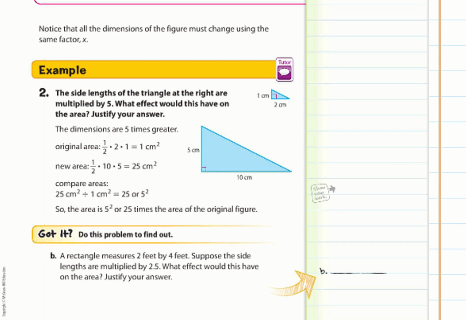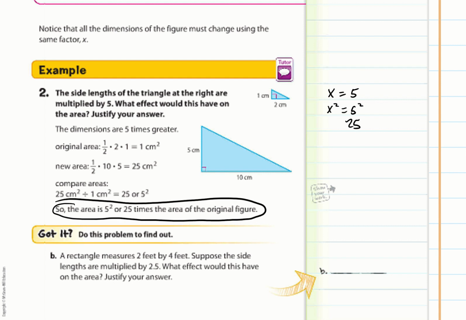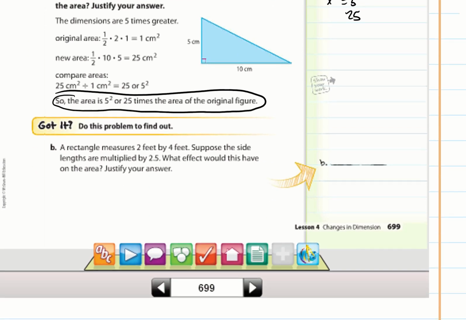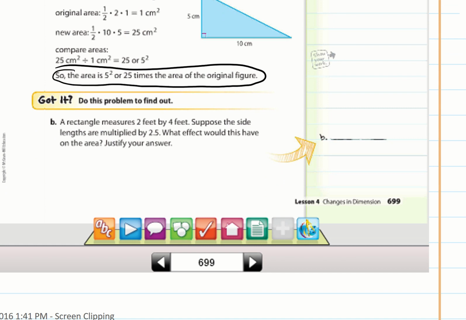So the side lengths of the triangle at the right are multiplied by 5. So 1 times 5 is 5, 2 times 5 is 10. So I know it's going to be by 5, so I know x equals 5. But I need to find x squared. So that means I'm going to square my 5. So it's going to be 25 times as great. So here, the area is 5 squared, or 25 times the area of the original figure. So go ahead and try B.